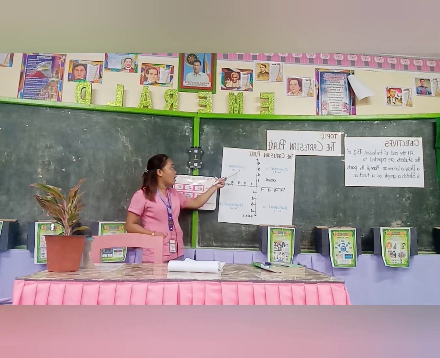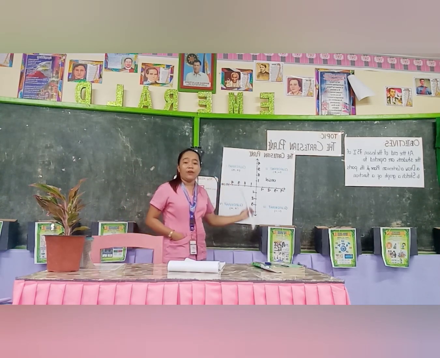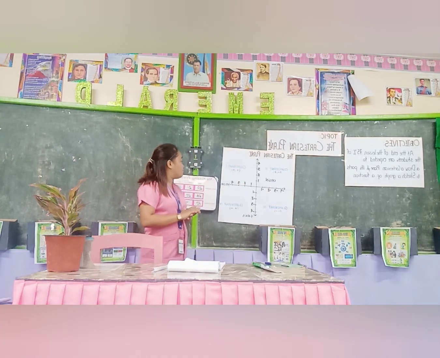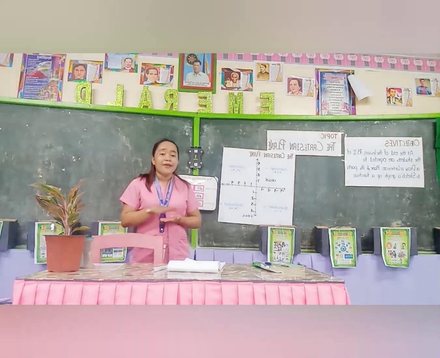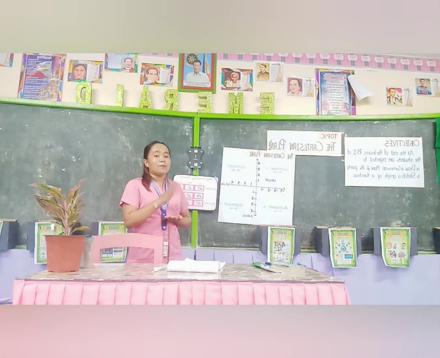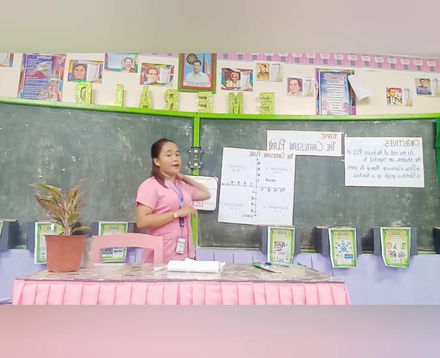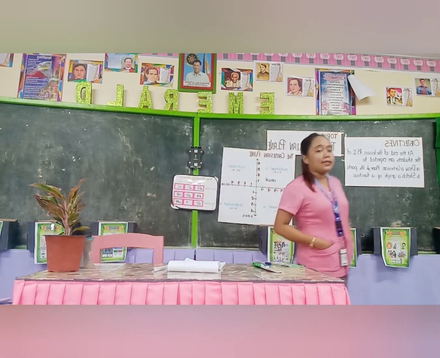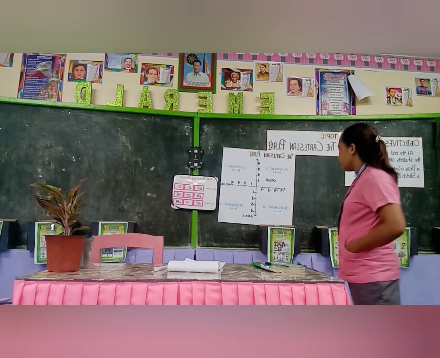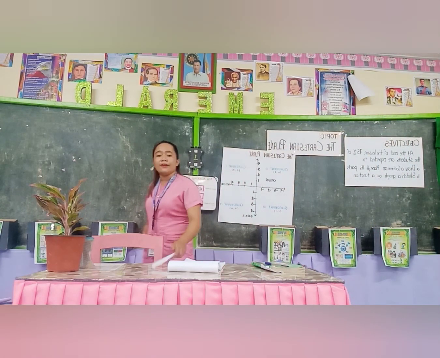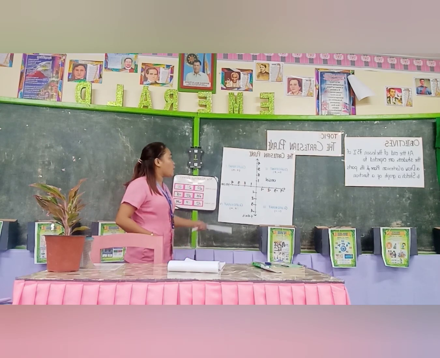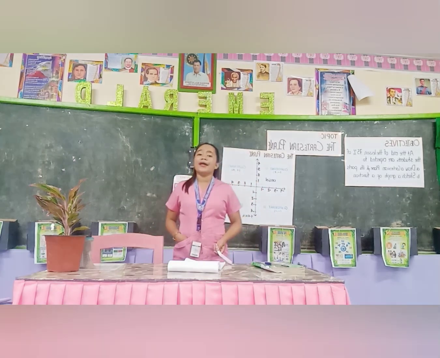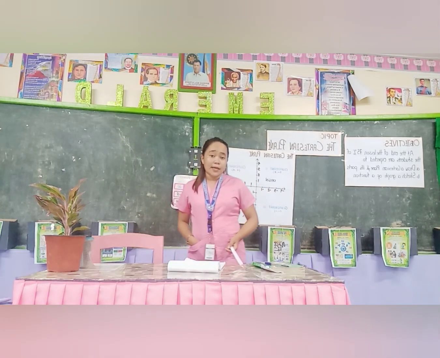So in quadrant 1, there are positive and positive ordered pairs. And quadrant 2, negative and positive. So in quadrant 3, negative and negative, or both x and y coordinates are negative. And lastly, the quadrant 4 is positive and negative. The two number lines that intersect at the center is called origin. It is where two number lines intersect at right angles.